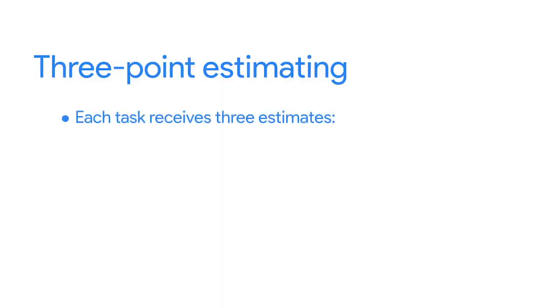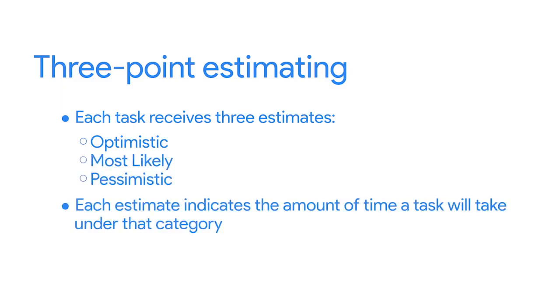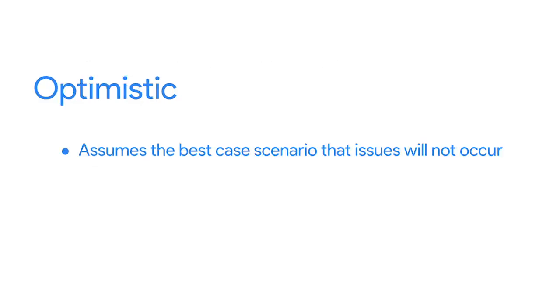Just as the name implies, in 3-point estimating, there are 3 parts of the estimate to examine. Here's how it works. Each task receives 3 time estimates: optimistic, most likely, and pessimistic. Each estimate indicates the projected amount of time a task will take under that category, and how likely any potential risks are to occur. An optimistic estimate assumes the best-case scenario. Issues will not occur, and the task will be completed within the estimated time. In other words, it's how long you hope the task will take, assuming everything goes as planned.